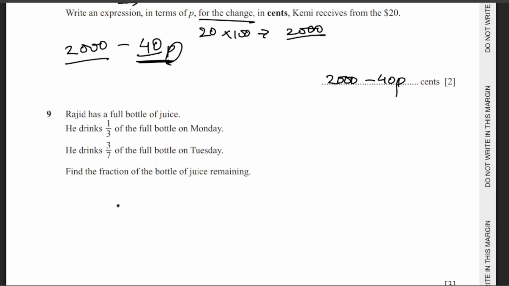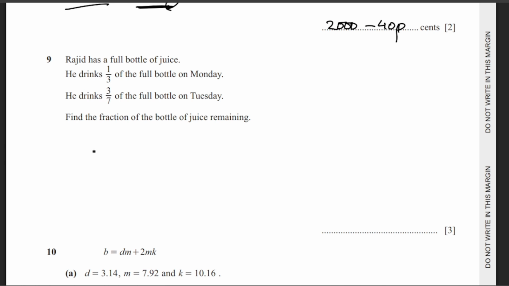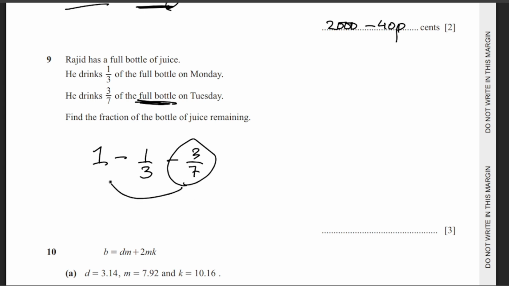All right. So let's say he initially has one, right? He has a full bottle, that means one. He drinks one third of the bottle on Monday, minus one third, and then he drinks 3/7 of the full bottle on Tuesday, minus 3/7. Okay, 3/7 of the full bottle basically refers to us minusing 3/7 from this amount, not this amount, even though we would kind of get the same answer. Okay, since this is a non-calculator paper, you're going to have to be good at fractions, okay?